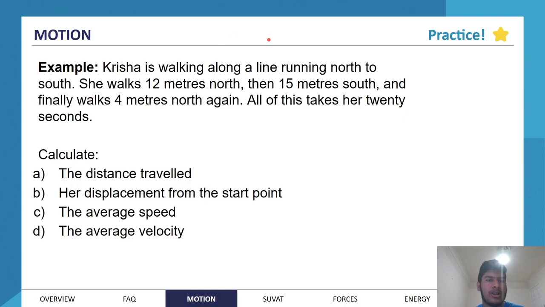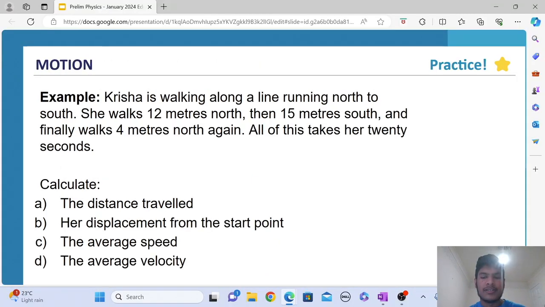Here's an example. Trisha is walking along a line north to south. She walks 12 meters north, then 15 meters south, and then finally walks 4 meters north again. All of this takes her 20 seconds. First, we're asked to find the distance traveled. Now, the key thing here is that it says distance and not displacement. And so to find the distance, all we have to do is add up all the little distances she walked.